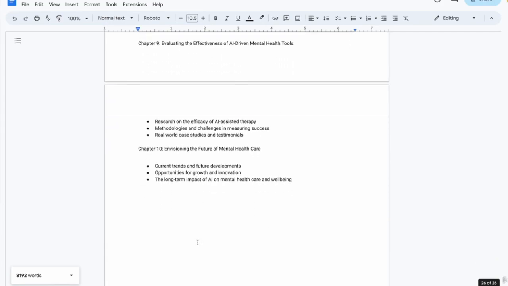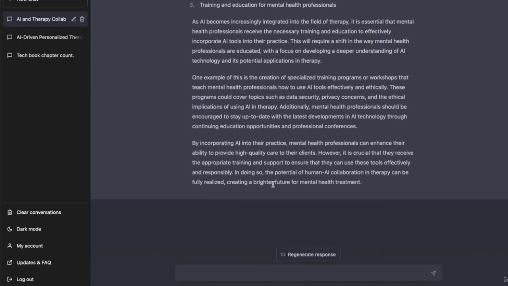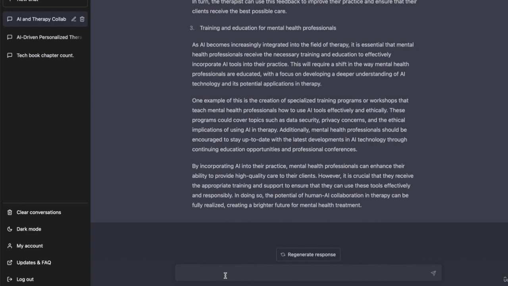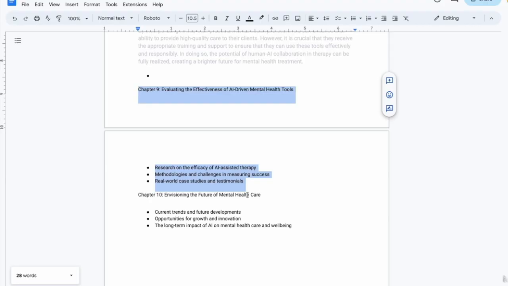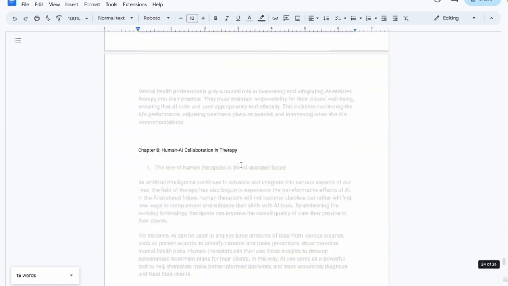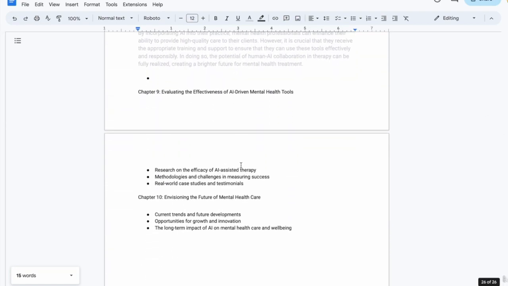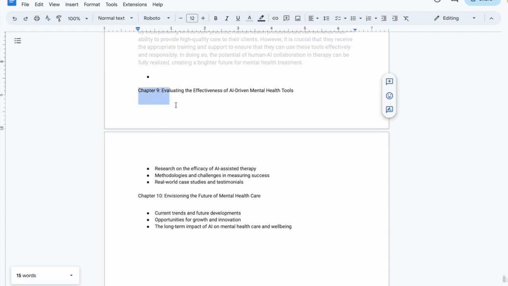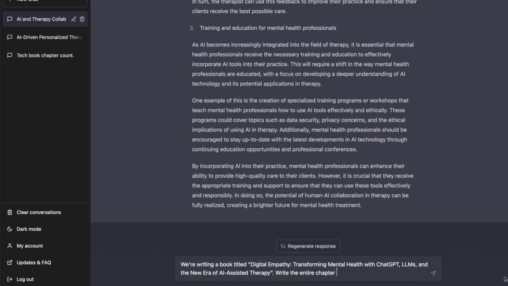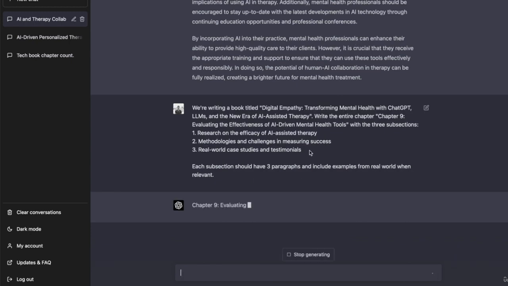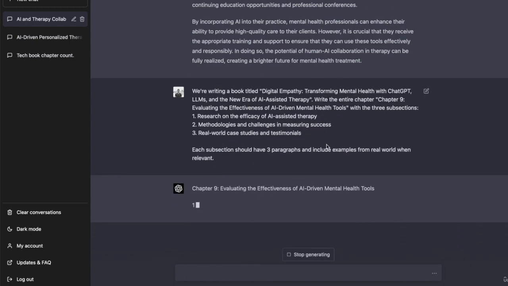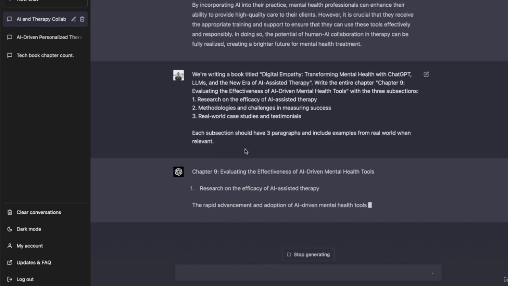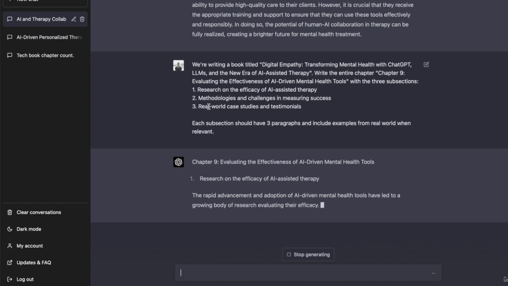Okay, so we only have 2 chapters to go. I'm going to tell it that we're writing a book, just so it has more context. We're going to keep it short, and the last chapters will be the smaller ones. Instead of doing the 5 paragraphs, we can just do 3. It's fine. I just want to finish this off now. So now I have my boilerplate template. I can just copy paste and then put in the different chapters of the book. So I said, we're writing a book, this is the title, and now you're writing chapter 9. And I want 3 paragraphs and examples from the real world when relevant.